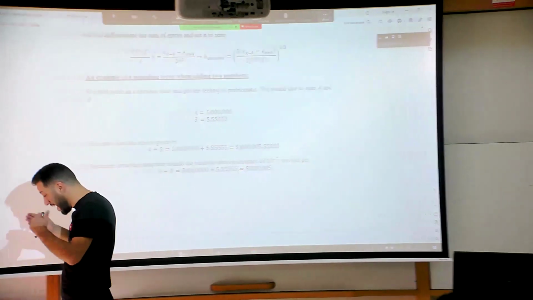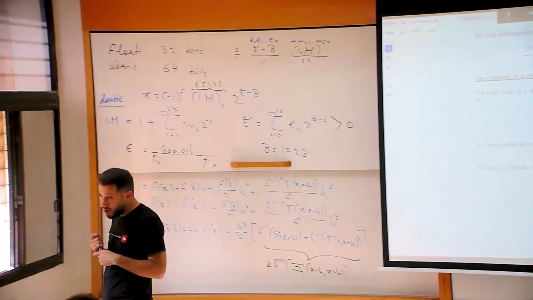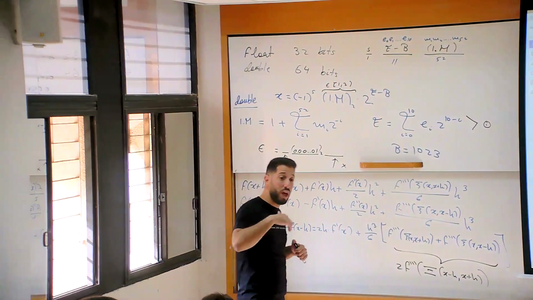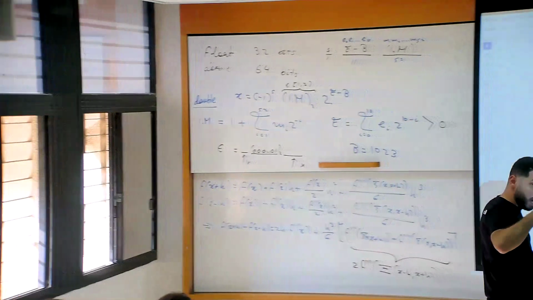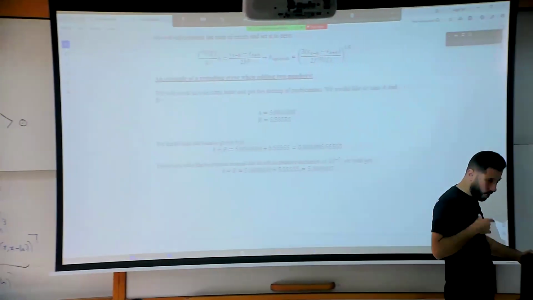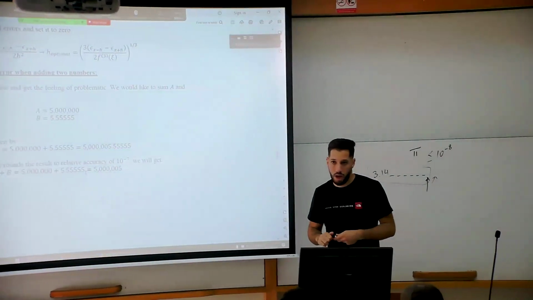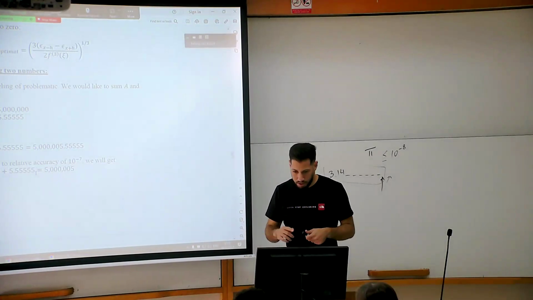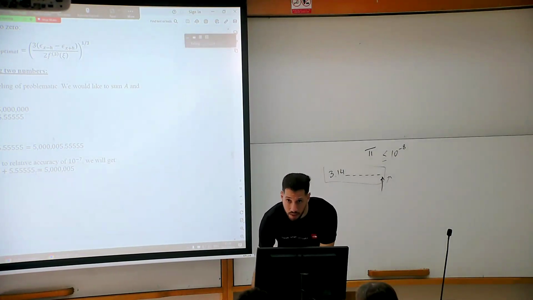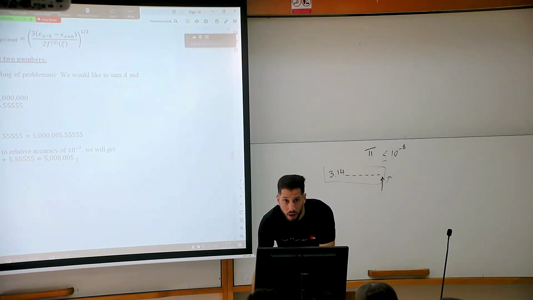number. So if we add two numbers, one is much larger than the other, we lose information about the smaller one, and we will see a consequence of this in a bit. Okay, so this is a problem that you have to be aware of.